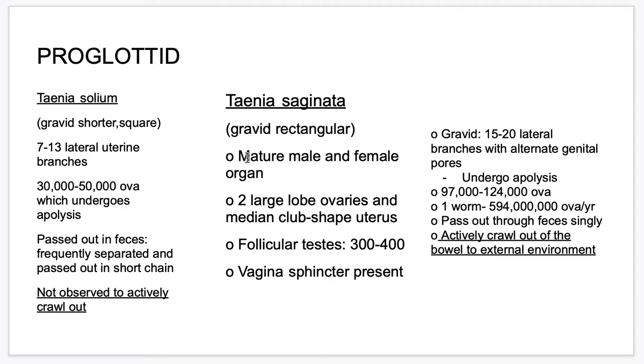Your Taenia saginata gravid proglottids are more rectangular. They have mature male and female organs, with 2 large lobe ovaries and a median club-shaped uterus. They have follicular testes, around 300 to 400, and they have a vaginal sphincter. Your gravid proglottids have 15 to 20 lateral branches with alternate genital pores, and they undergo apolysis. They can produce up to 97,000 to 124,000 ova. One worm gives you 594 million ova per year, and they pass out through the feces singly. They can actively crawl out of the bowel to the external environment.